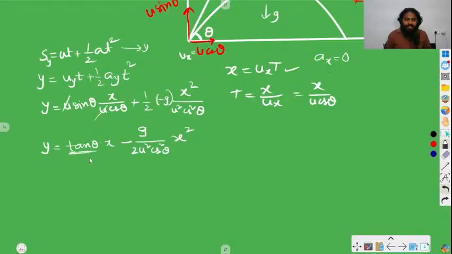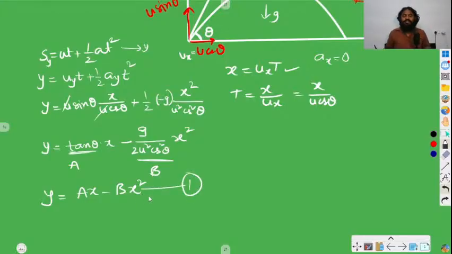Here I represent this tan theta with a, and I represent this entire constant with b. Now I can write this equation as y is equal to ax minus bx square. This is the equation of trajectory. I mean, by using this equation, right? I have changed the shape just to remember simply. By using this equation you can find the position of the particle at any point on its path, right?